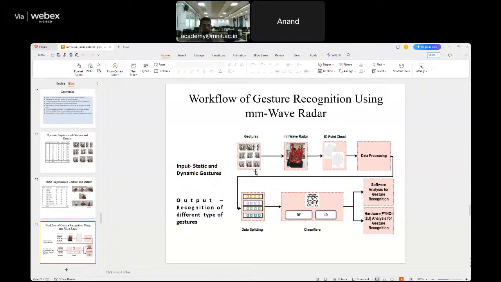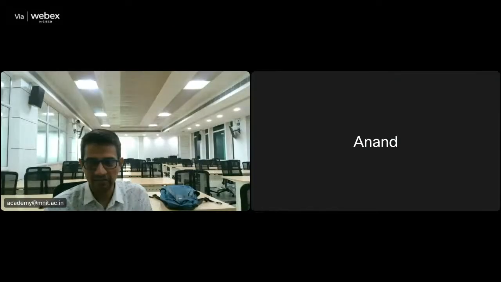Now what we are saying is, how is the gesture recognition workflow? I see gestures are there. And are you aware how much the range of the wave radar should be when you are taking the gesture? Sir, 100 meter maximum. Are you aware how much is the range? Approximate 100.